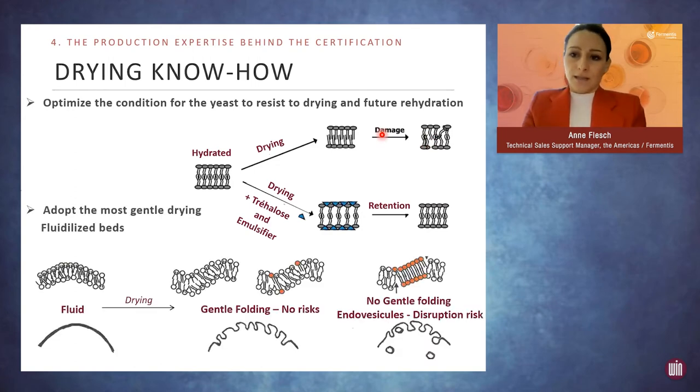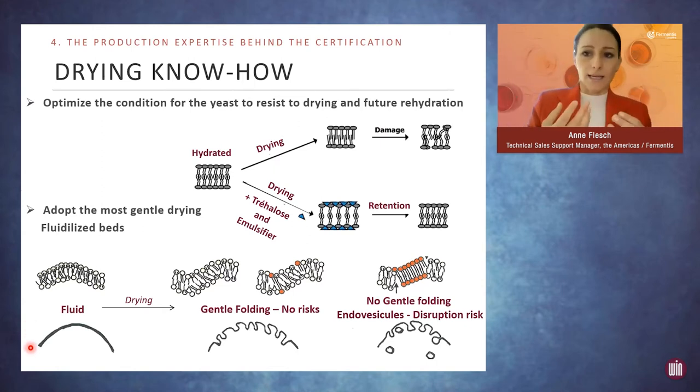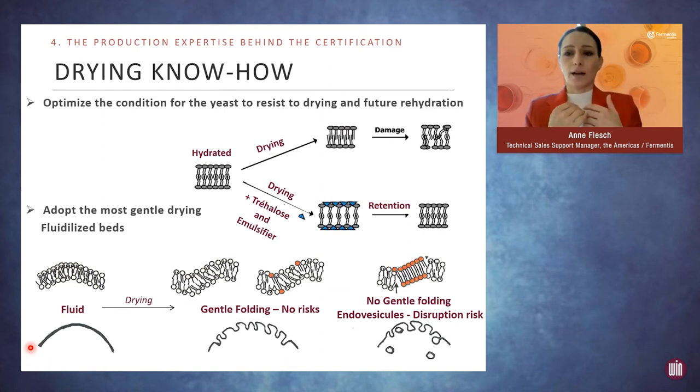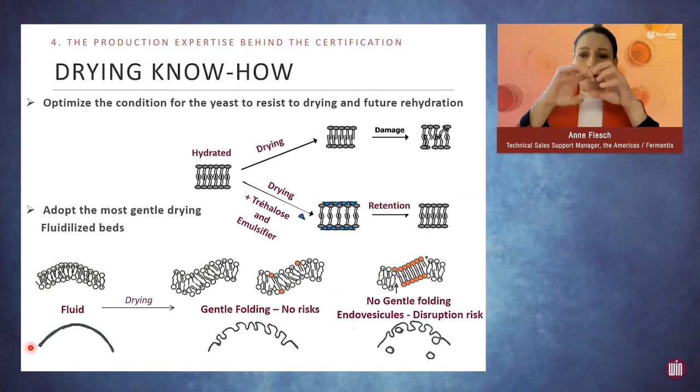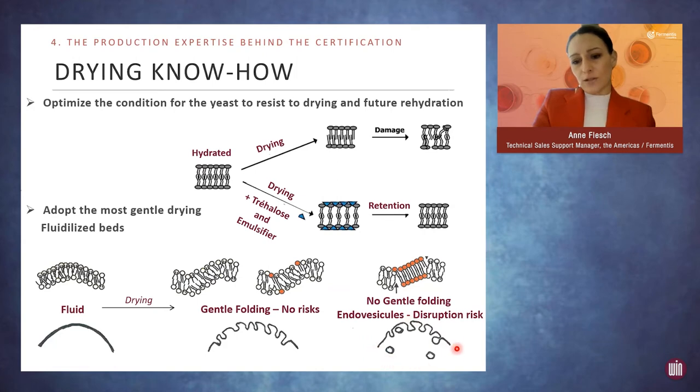We are also adopting technologies that give us the ability to have the most gentle drying. Really, the fluidized bed: the air is coming from the bottom of the tank and the yeast is gently drying at a certain time for a certain temperature. It depends on the yeast strain, for the yeast to fold very gently. And so to avoid pretty much the production of these endovesicles here: if you dry too quickly or at too high temperature, you can end up with these vesicles, and a yeast strain that dries in that state might not be viable when you rehydrate it.